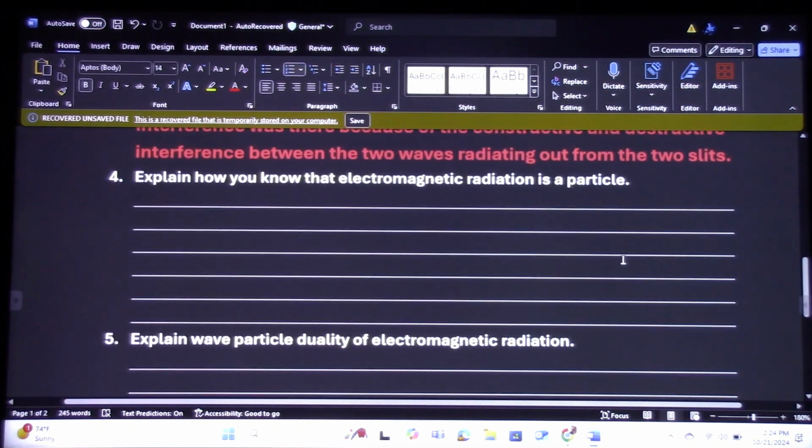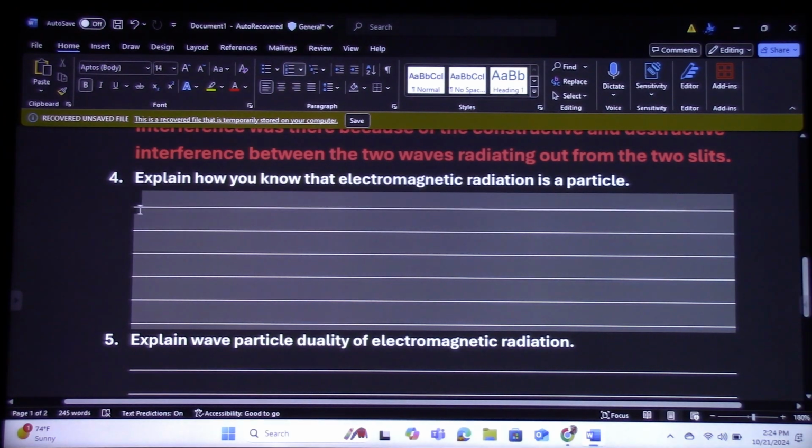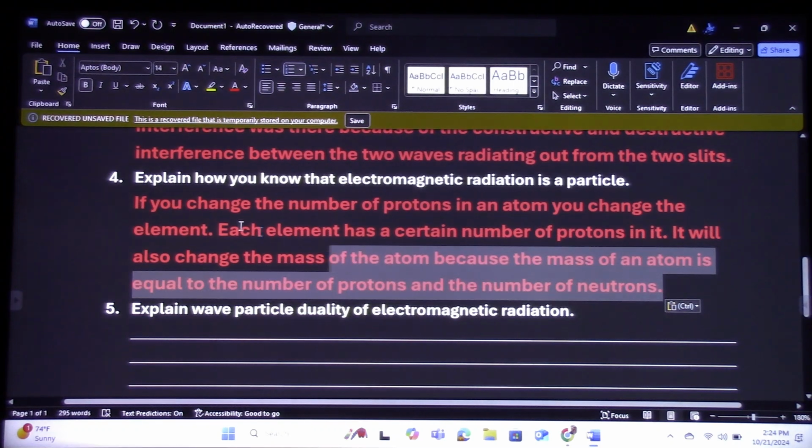Now let's look at number 4. Explain how you know that electromagnetic radiation is a particle. So now we're looking at electromagnetic radiation being a particle.